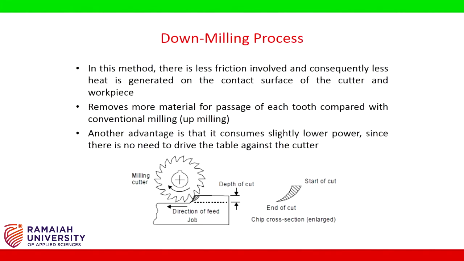In this method, there is less friction involved and consequently less heat is generated on the contact surface of the cutter and workpiece. It removes more material per passage of each tooth compared with conventional milling, that is up milling. Another advantage is that it consumes slightly lower power since there is no need to drive the table against the cutter.